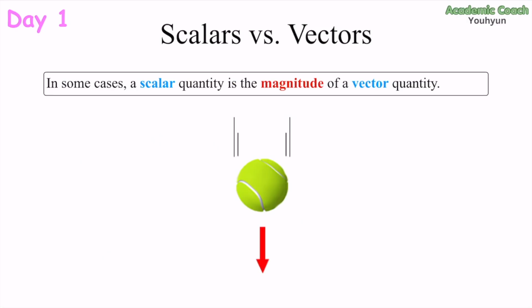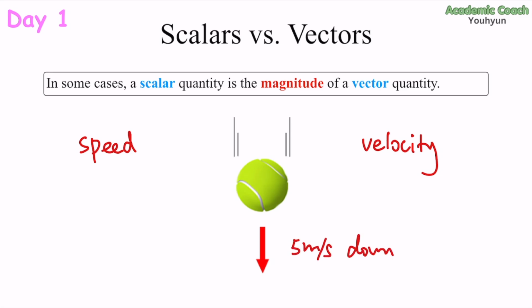In some cases, a scalar quantity is the magnitude of a vector quantity related to it. For example, velocity versus speed. Speed only refers to magnitude, so it's a scalar quantity, while velocity is a vector quantity. Sometimes, for example, an instantaneous velocity of 5 meters per second downward has a magnitude equal to the speed, 5 meters per second. But this is not always the case.